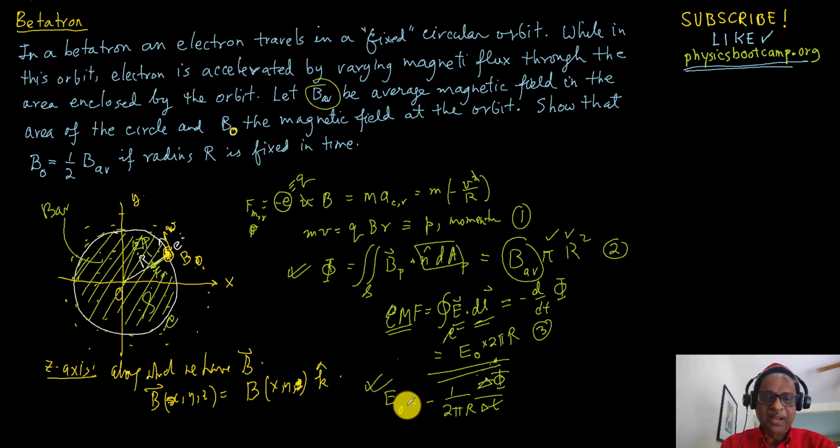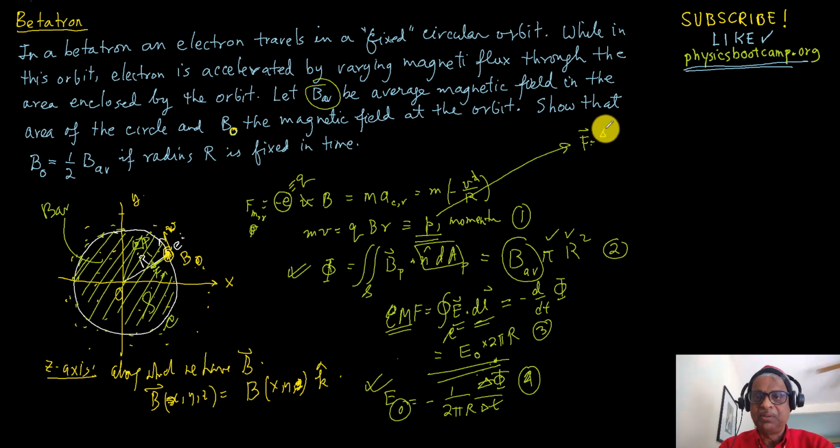Now, if you know the electric field at the orbit, then we know how it's accelerating, and that will relate to the change in momentum. So let's call this 4. And then over here, let's see what the force will be. So force can be equal to delta P over delta T, and this force vector is all radial, I mean angular.